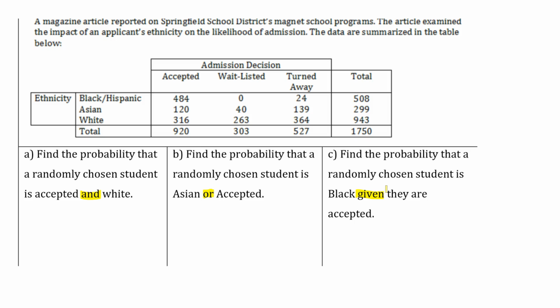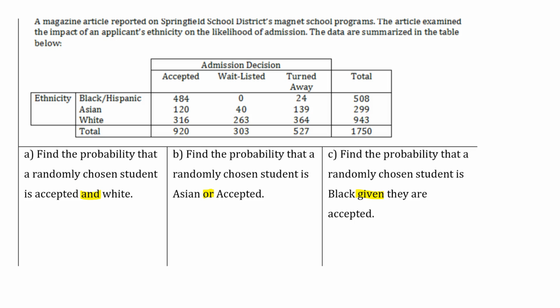So we have this situation where we have a magazine article reporting on Springfield Schools District's magnet programs and the impact of an applicant's ethnicity on the likelihood of admission. So here we have different ethnicities with Black/Hispanic, Asian, and white, and then whether they were accepted, waitlisted, or turned away. And there's totals that are given as well. So if we wanted to find the probability that a randomly chosen student is accepted and white, as we've seen, what that and means is they're in both groups.